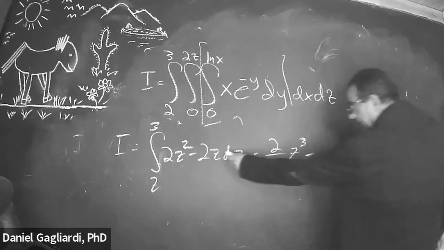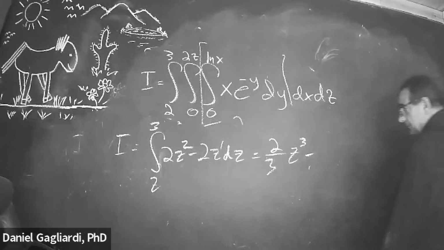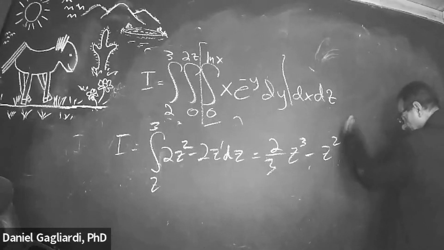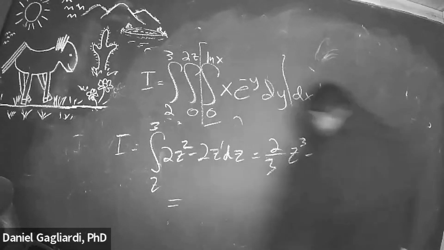Let's see what we have over here. Again, the invisible power being 1, we add 1 to the power and divide by the new power, and we get 2 times z squared over 2, so we just get z squared. And then we go between 2 and 3 and evaluate this.